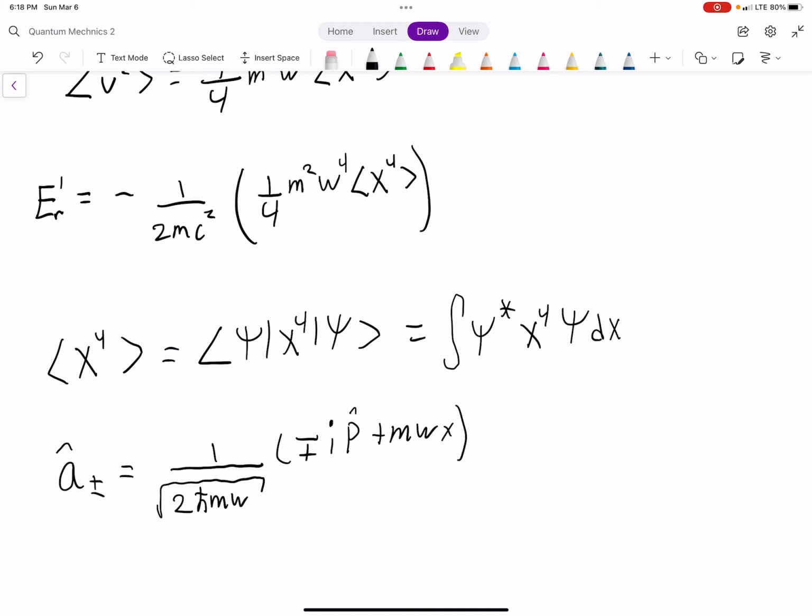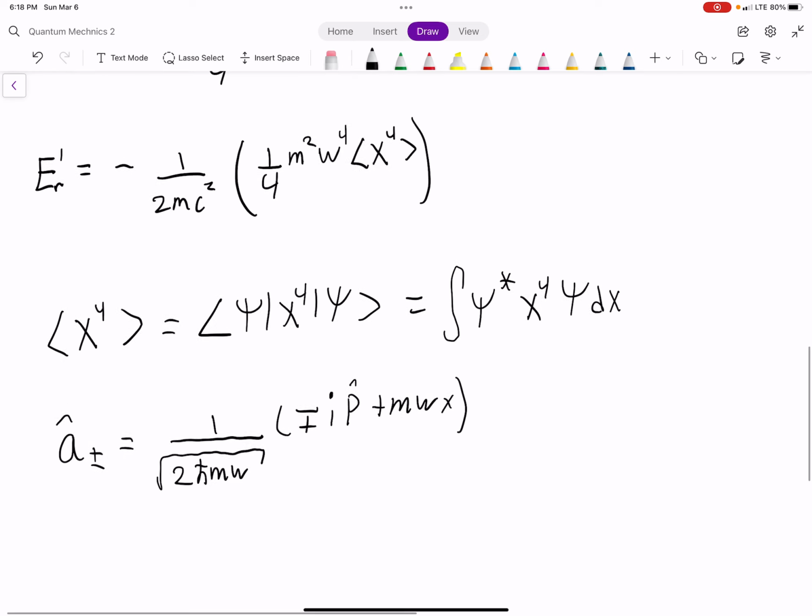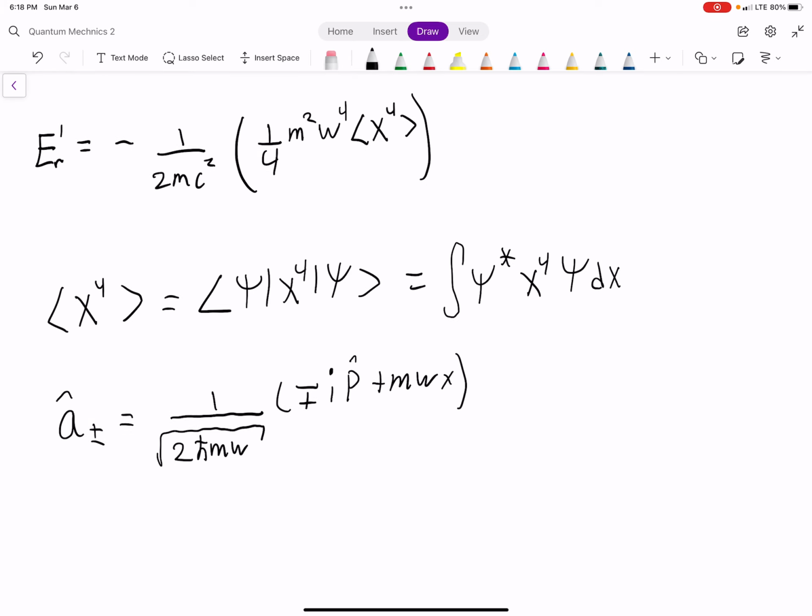And x hat is just x, so I'm not really too worried about that. Okay, so I think this is basically the little hint they were giving you on using this technique, because with this ladder operator we can actually find our x value.